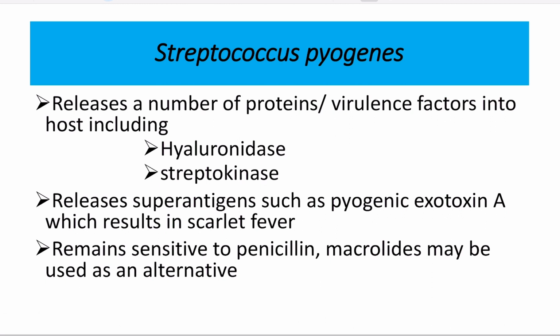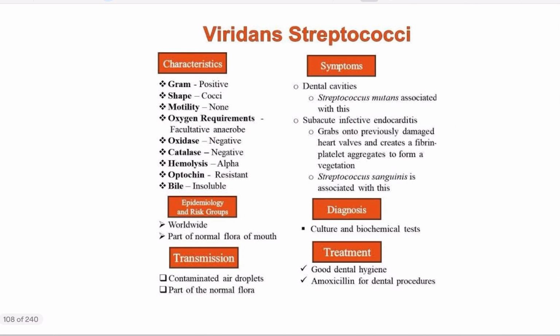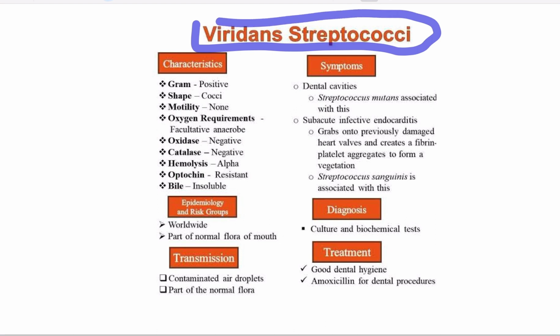Now let's see how the Streptococcus pyogenes acts. Its virulence factors are two important enzymes: one is hyaluronidase and another one is streptokinase, and these have a damaging effect in different parts of the body. Also it releases the superantigen pyogenic exotoxin A, which results in scarlet fever. So one of the important actions of Streptococcus pyogenes is scarlet fever, and it remains sensitive to penicillin, also the macrolides. Now let's see the viridans streptococci.